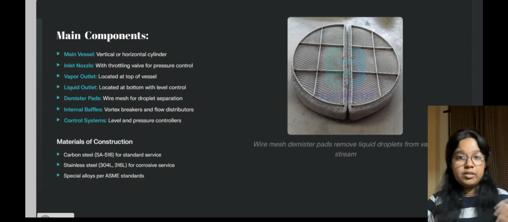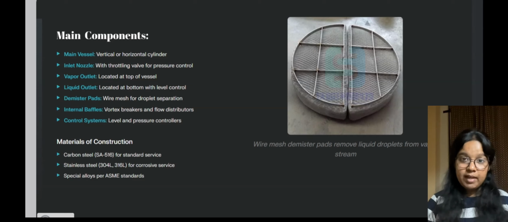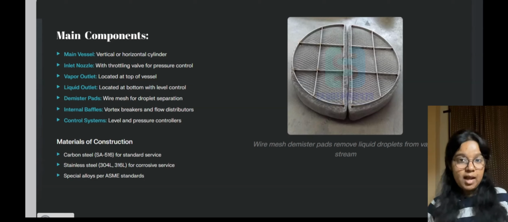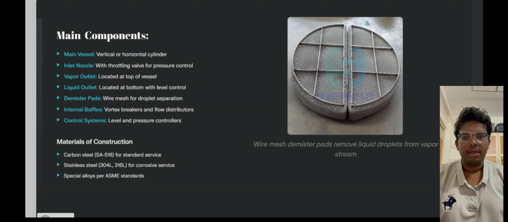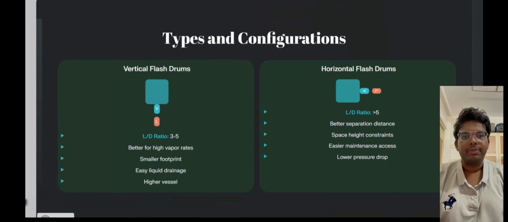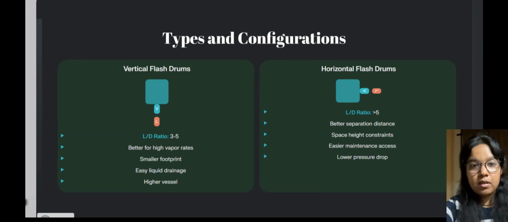And the materials for construction of these flash drums vary from carbon steel for general applications to exotic alloys for extreme conditions. Flash drums come in two main configurations: vertical drums, which excel with high vapor rates and smaller footprints, and horizontal drums, which provide superior separation distance and work when height is restricted. Selection depends on the vapor to liquid ratio and, of course, space constraints.